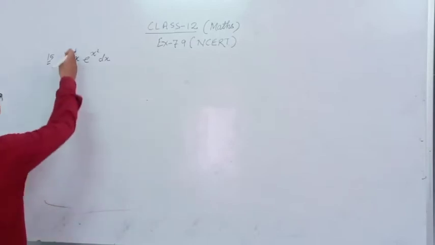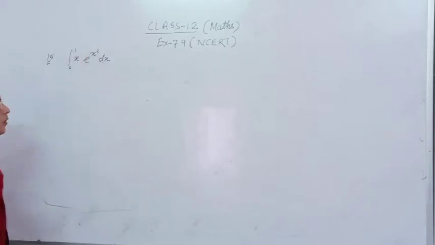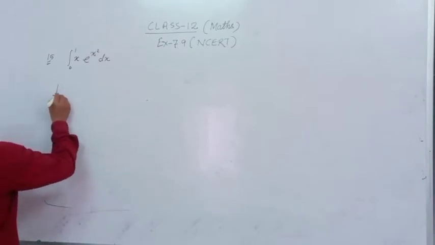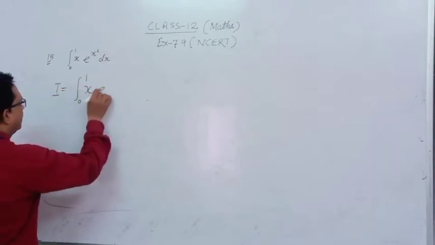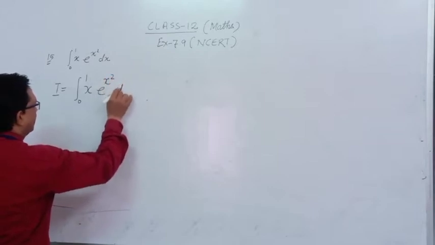The integral from 0 to 1 of x e to the power x square. We are going to integrate this function within the given limits. So first we write the question here: I is equal to the integration from 0 to 1 of x e to the power x square.